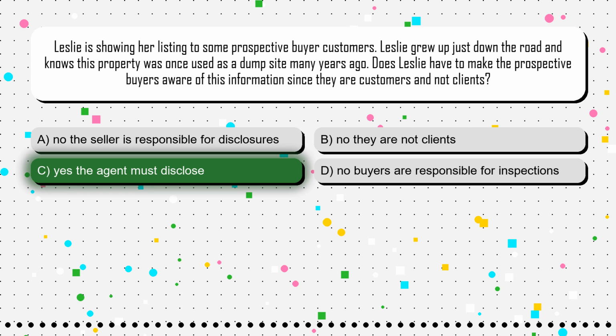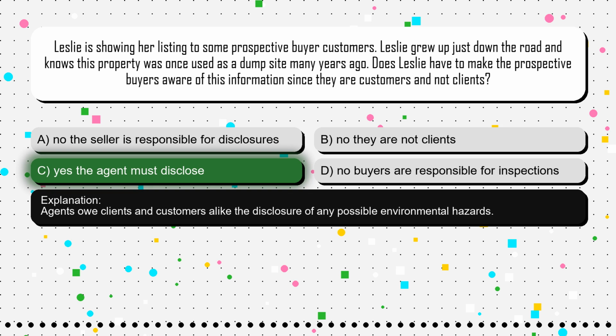The correct answer is option C, yes, the agent must disclose. Agents owe clients and customers alike the disclosure of any possible environmental hazards.